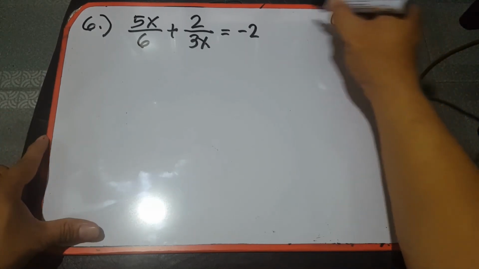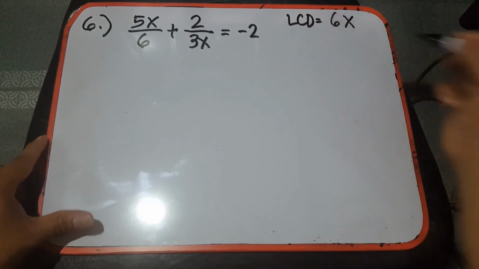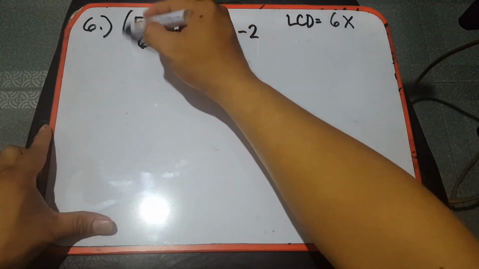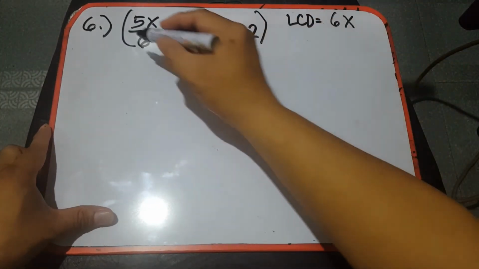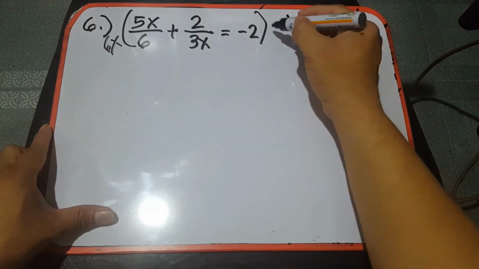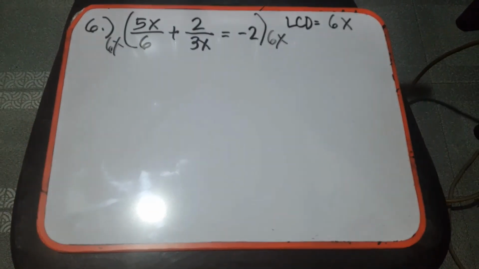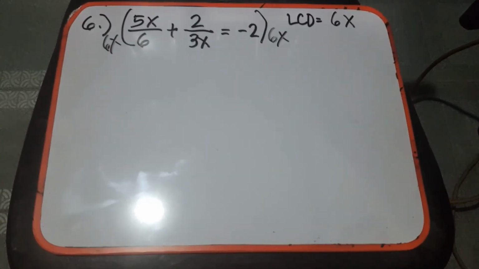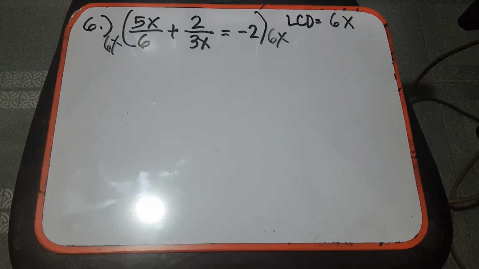The LCD is 6x. So what we are going to do is to multiply that LCD 6x on both sides of the equation. Because we say, whatever you do on one side, you will also do on the other side to apply the concept of equality.